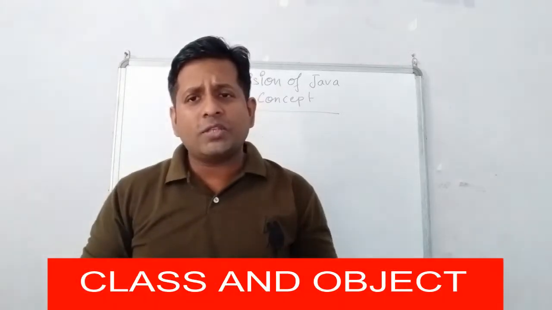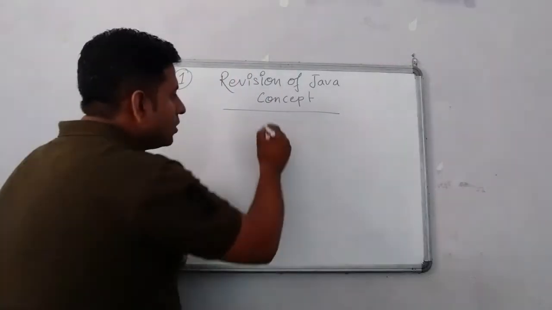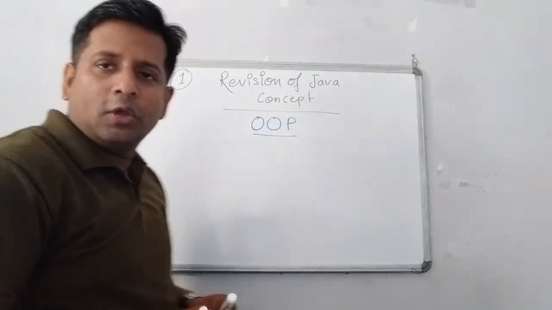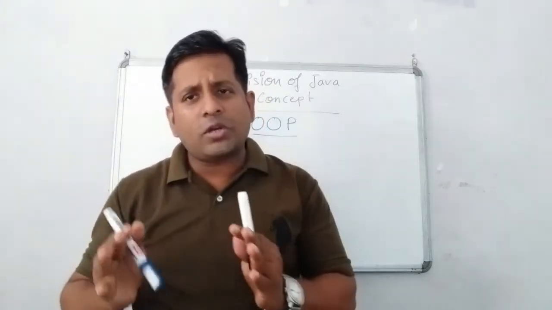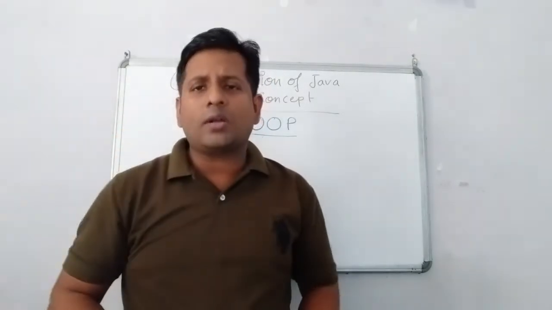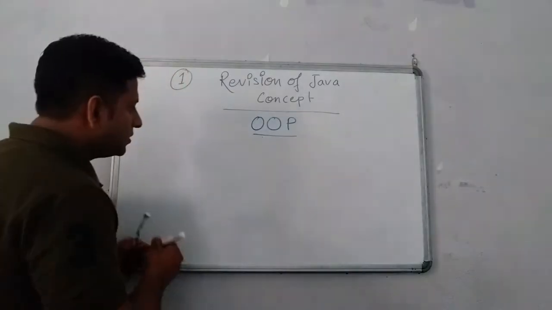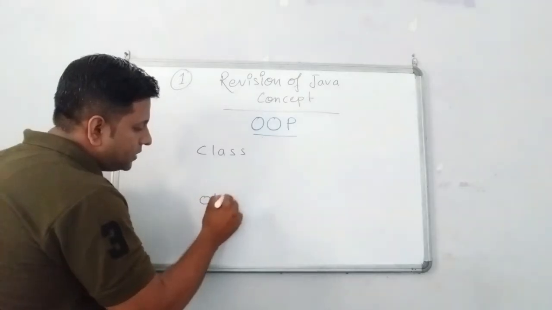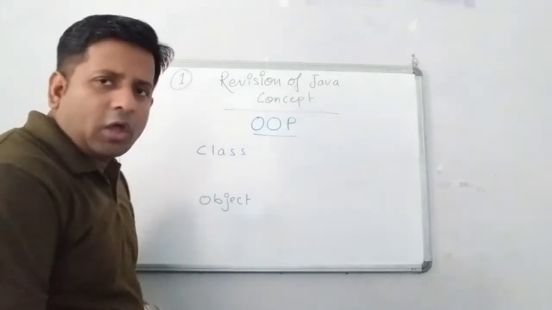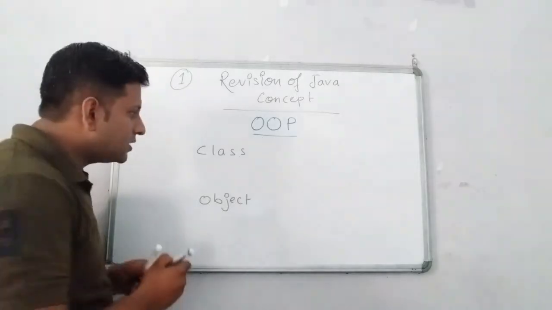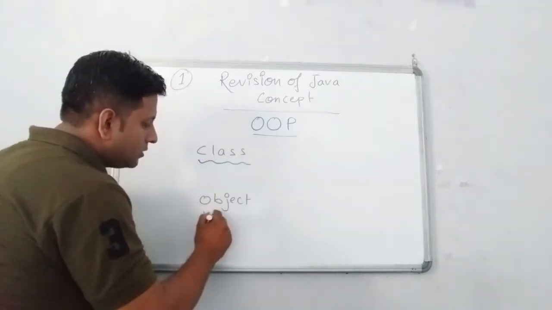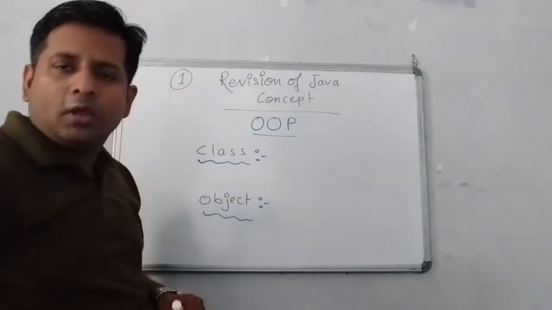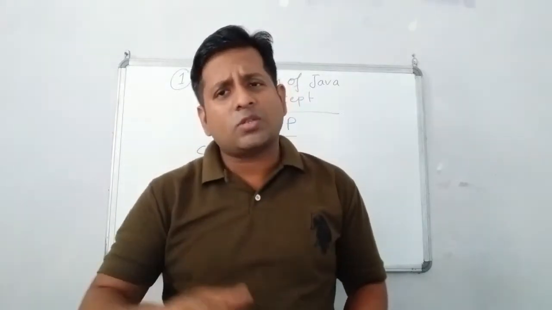So what we understood is Java follows the object oriented programming approach. So children, when we talk about object oriented programming, two important terms come, that is class and another object. Without these two terms, object-oriented programming is incomplete. Okay, the class and object. So children, let us understand what is class and what is object.